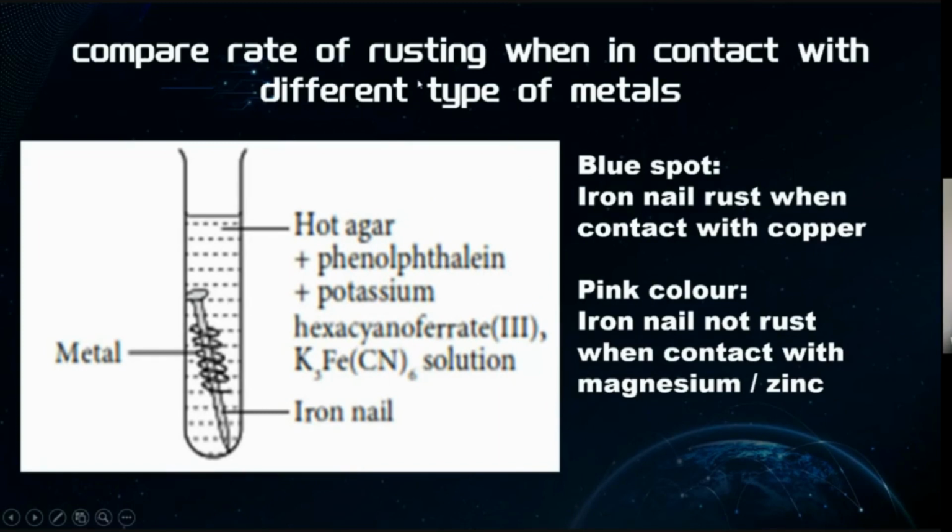Next is comparing the rate of rusting when it is in contact with different types of metal. Remember, if you see the blue spot here, it shows the iron nail rusts when it contacts less electropositive metal, such as copper, lead, or silver. Then pink color shows the iron nail does not rust when it is in contact with magnesium or zinc. Pink color shows the hydroxide ions actually, with phenolphthalein, hydroxide ions are present. So the iron nail does not rust. Here this metal protects the iron from rusting.